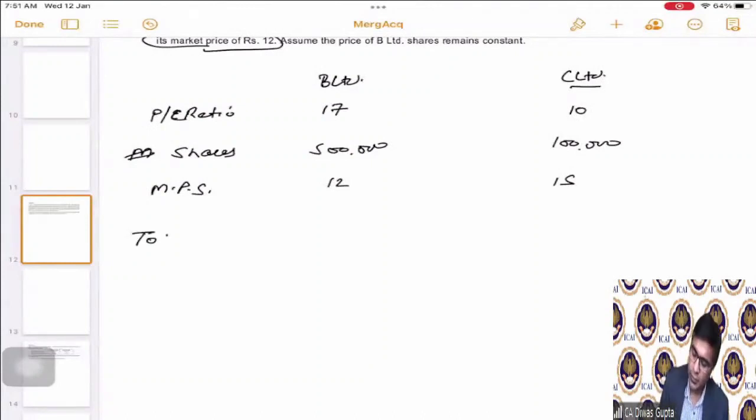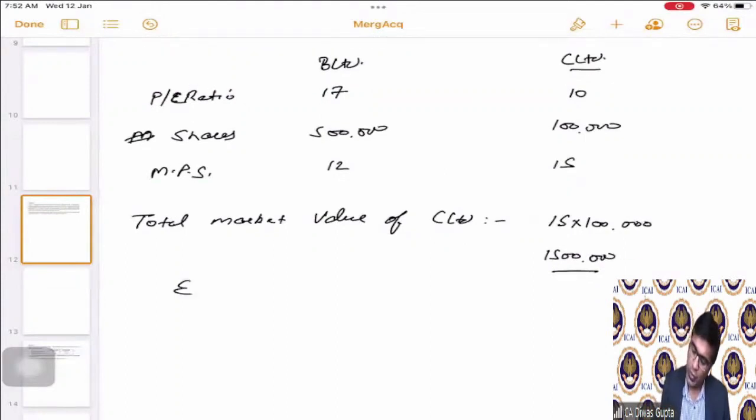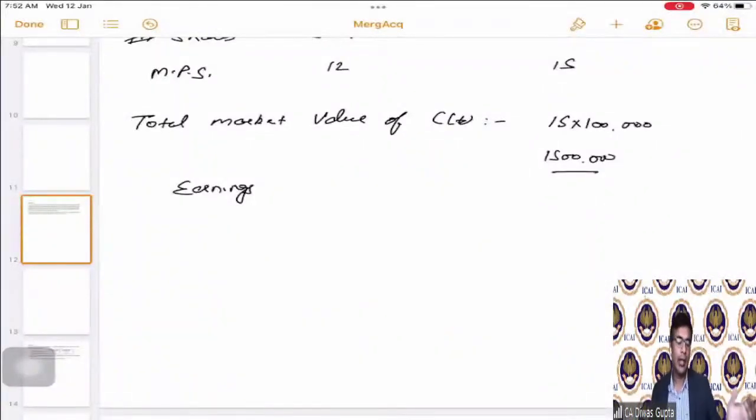Total market value of C Limited is equal to 15 into 1 lakh. Correct? This is equal to 15 lakhs. This is the total market value. Correct? And can we calculate the earnings also? See, students, why I'm calculating the earnings? Because we have to calculate the change in earnings per share. Correct? For that, we have to calculate the original earnings for both of them.